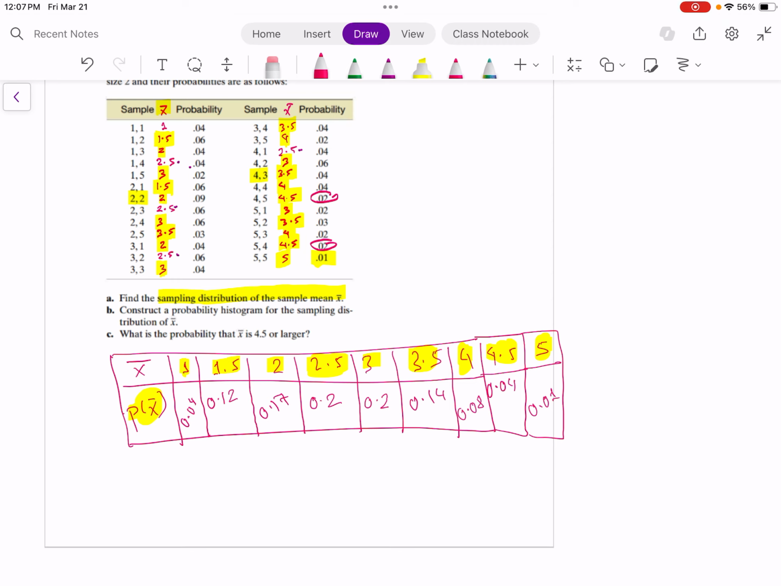So this is the sampling distribution for our statistic x bar. Now, how are we going to know whether this distribution is correct or not? How are we going to check whether this is correct?